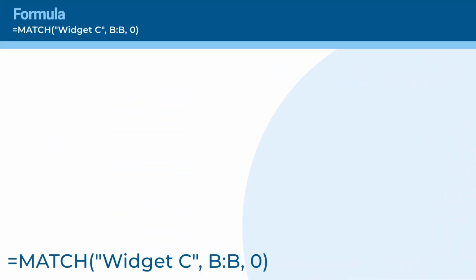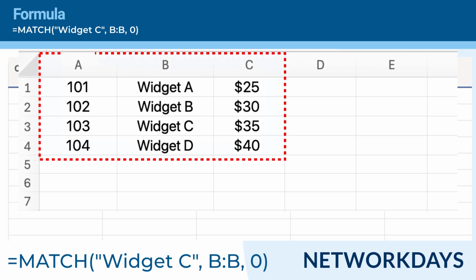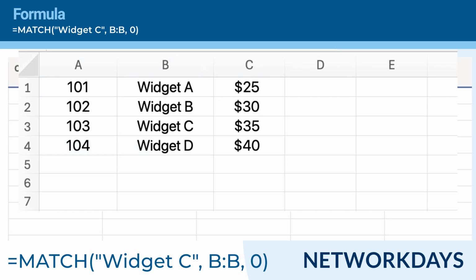Now, let's look at our example. We have a table of sales data with columns for product ID, product name, and price. We want to find the position of a specific product name within the list. Suppose we want to find the position of widget C in the product name column. In cell E2, we'll enter our match formula.